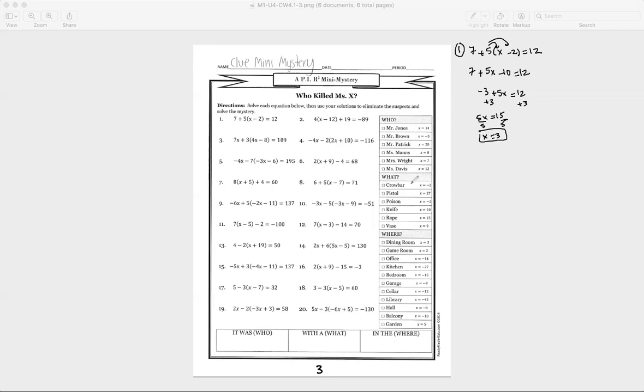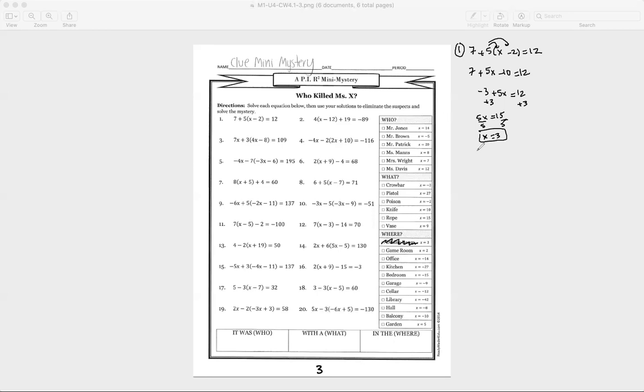Now we go to the answers and see which one is 3. Right? Which one is 3? If you go all the way here, x equals 3 is dining room. So check that. It says use your solution to eliminate. So our solution eliminates, so it's not the dining room. Right? Okay.